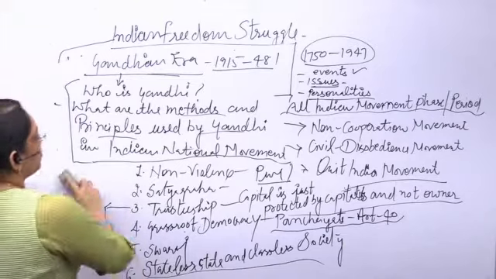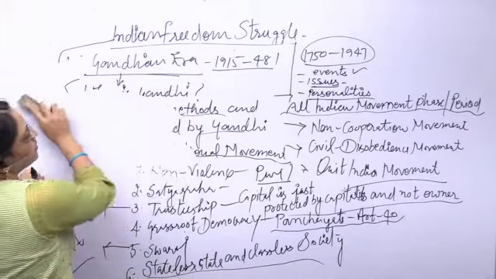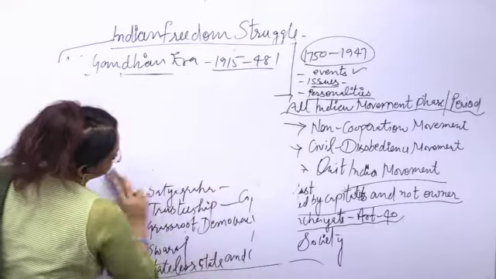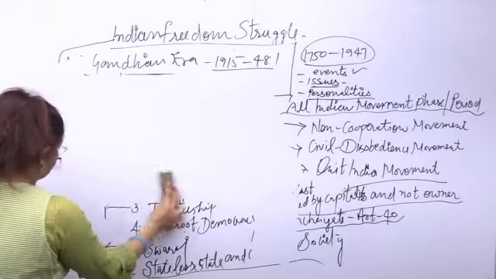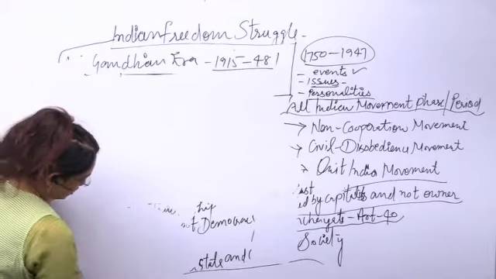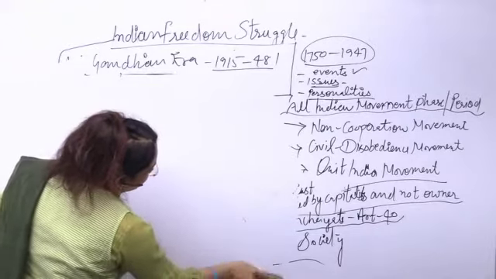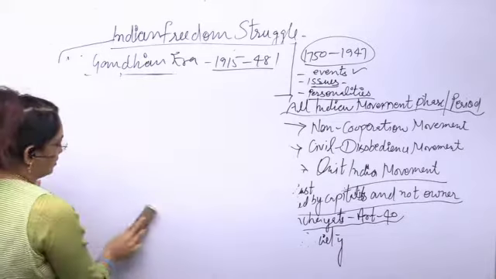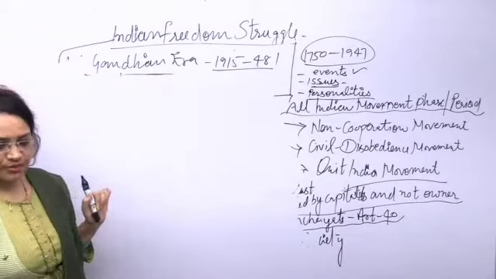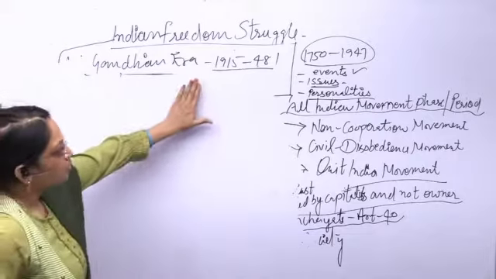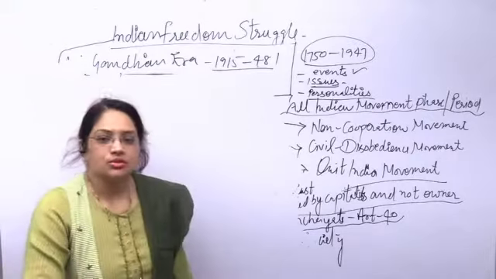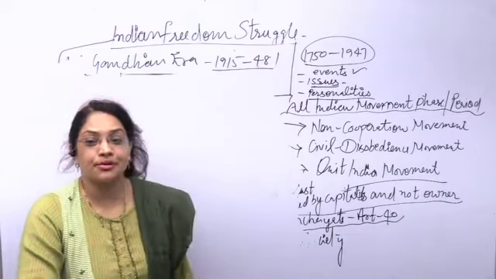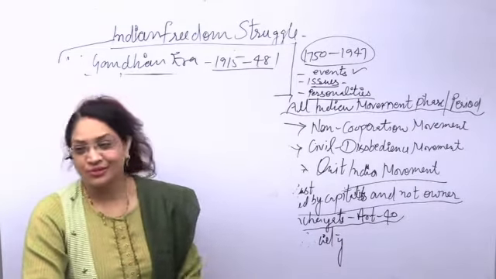Next, now we are going to start the non-cooperation movement. Basically, what are the causes, what are the consequences, why the non-cooperation movement was started, what were the programs. Okay, so what to study when we are going to read a particular topic from the civil services exam point of view?